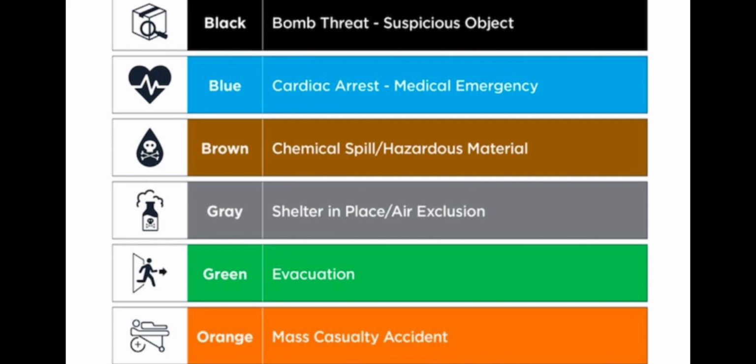Mass casualty, you know about it. Which one is it? Mass casualty is orange, and the stretcher sign is for casualties. And evacuation is the next sign, the person who is running outside. And gray, shelter in place or air exclusion, is a bottle with an air sign above the bottle. And brown is the hazard sign, you know about this. The sign is for hazardous or dangerous chemicals.